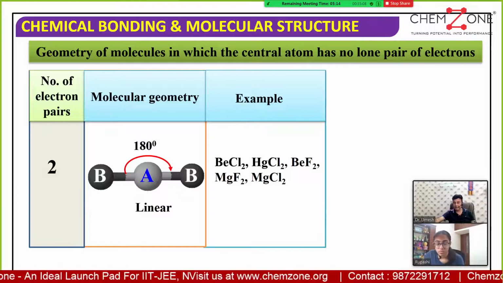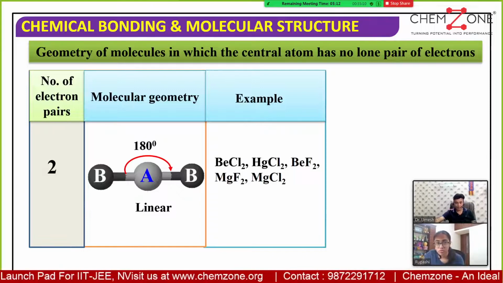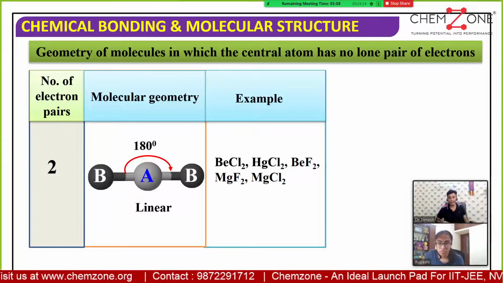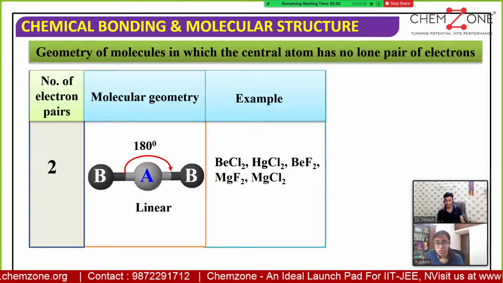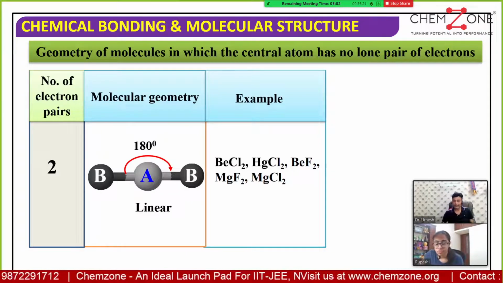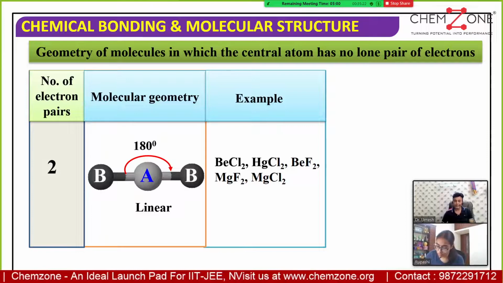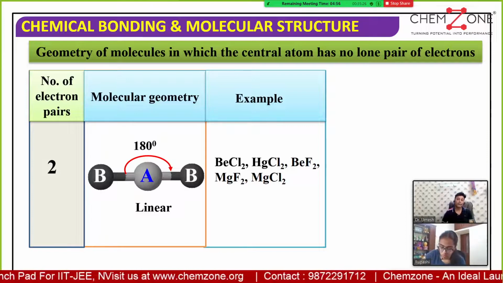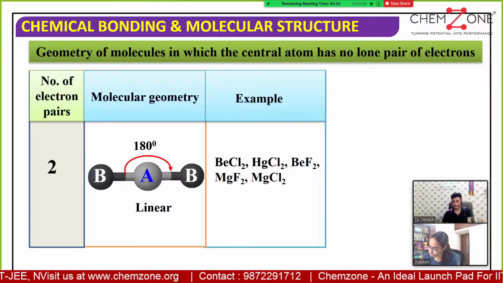In AB2 type, the bond angle is linear. I had discussed only one example, BeCl2. You can add more examples here in that AB2: HgCl2, BeF2, MgF2, all this you can write down. These are more examples.